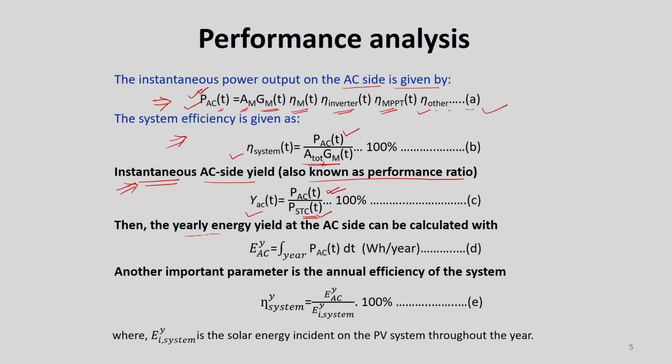Then the yearly energy yield at the AC side can be calculated. If we integrate over the year, then what we get is the yearly energy yield. Also we need to know one important parameter, the annual efficiency of the system. This can be represented by this equation: E_SUY, that is annual energy yield, divided by the solar energy incident on the PV system throughout the year.